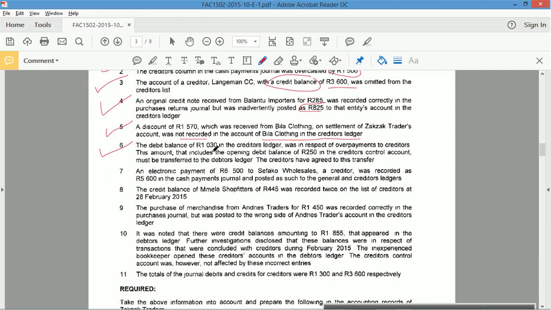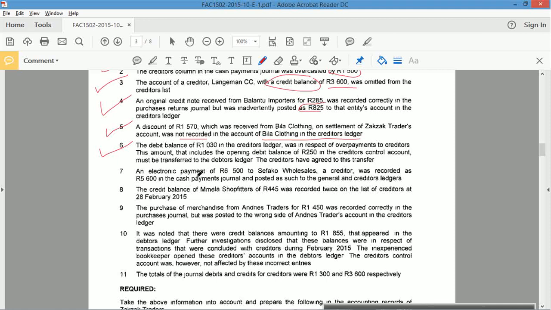Right, the debit balance of 1030 in the creditor's ledger was in respect of overpayments to creditors. Overpayments meaning they overpaid us. If they overpaid us, they become our debtors. Or other way around, we're overpaying them. Okay, so if you overpay your creditor, they actually become your debtor. Does that make sense? Okay.